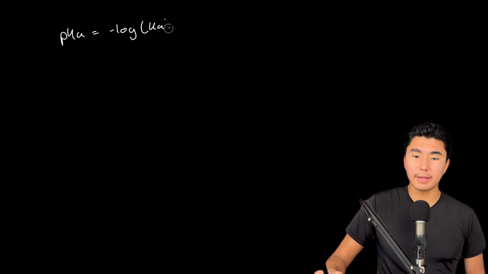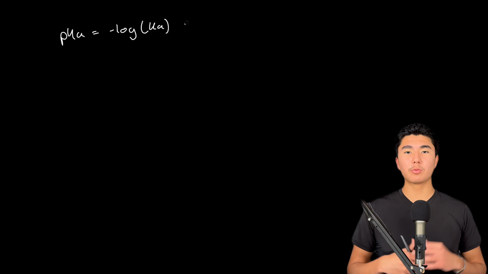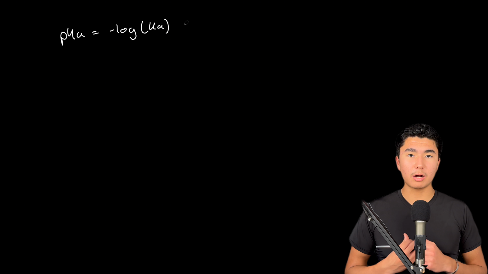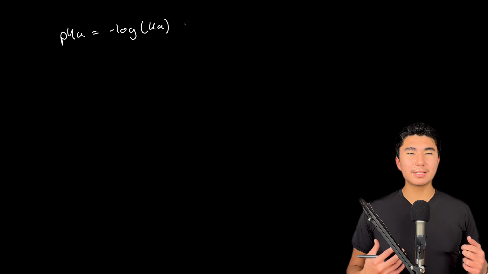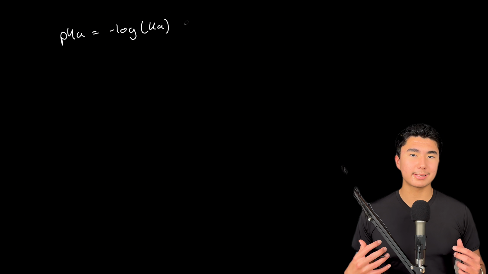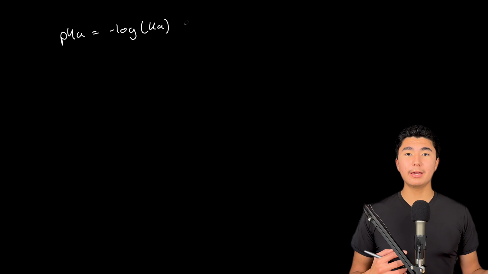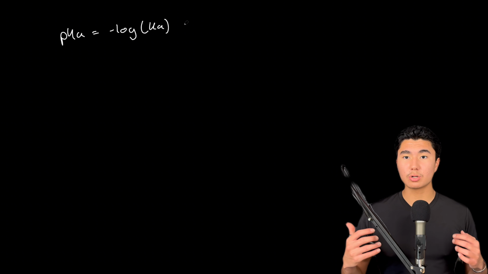So now let's talk about pKa and what that actually means. pKa is going to equal the negative log of our Ka. Ka was our acid dissociation constant, and Ka basically tells you how strong an acid is. So if you have a high Ka, that means you have a really strong acid.